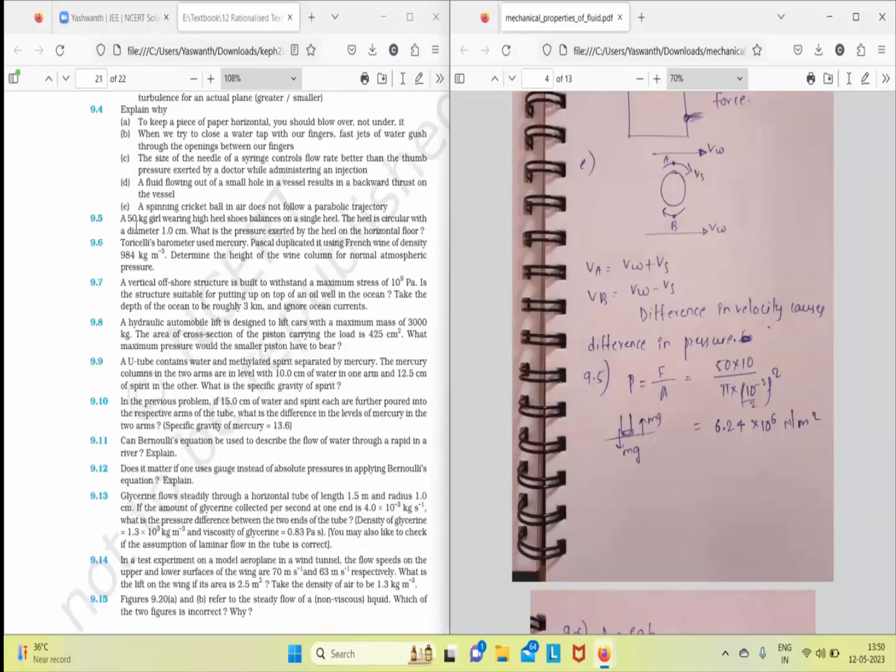The force on the heel will be the mass of the girl, that is, the weight of the girl. That is 50 kg into g. Like weight is m into g, right? Where g is the acceleration due to gravity. Weight will be m into g.